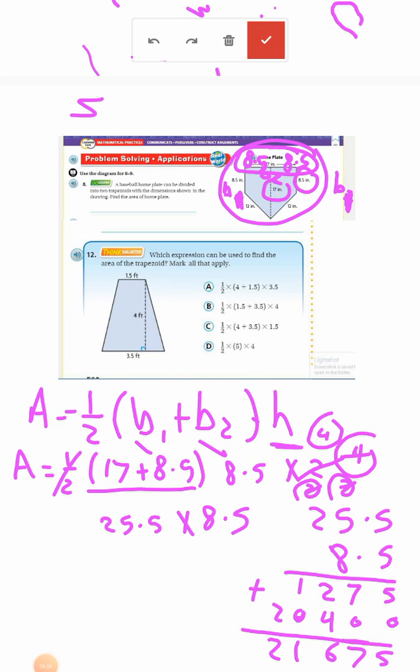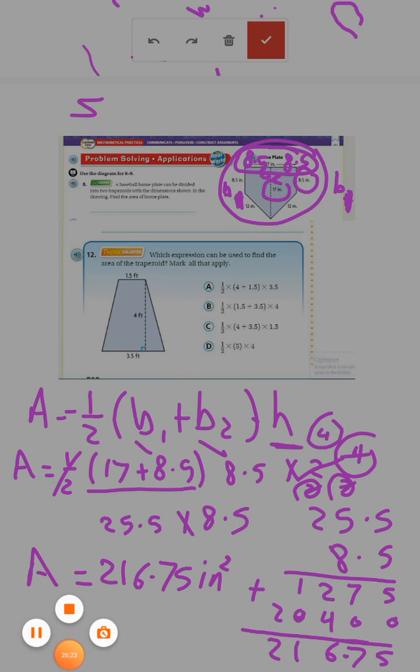Excellent. Do not forget the decimal point. The decimal point should be after 2 digits. So it gives me the area of the whole home plate, 216.75. Do not forget to write the unit, inch square.